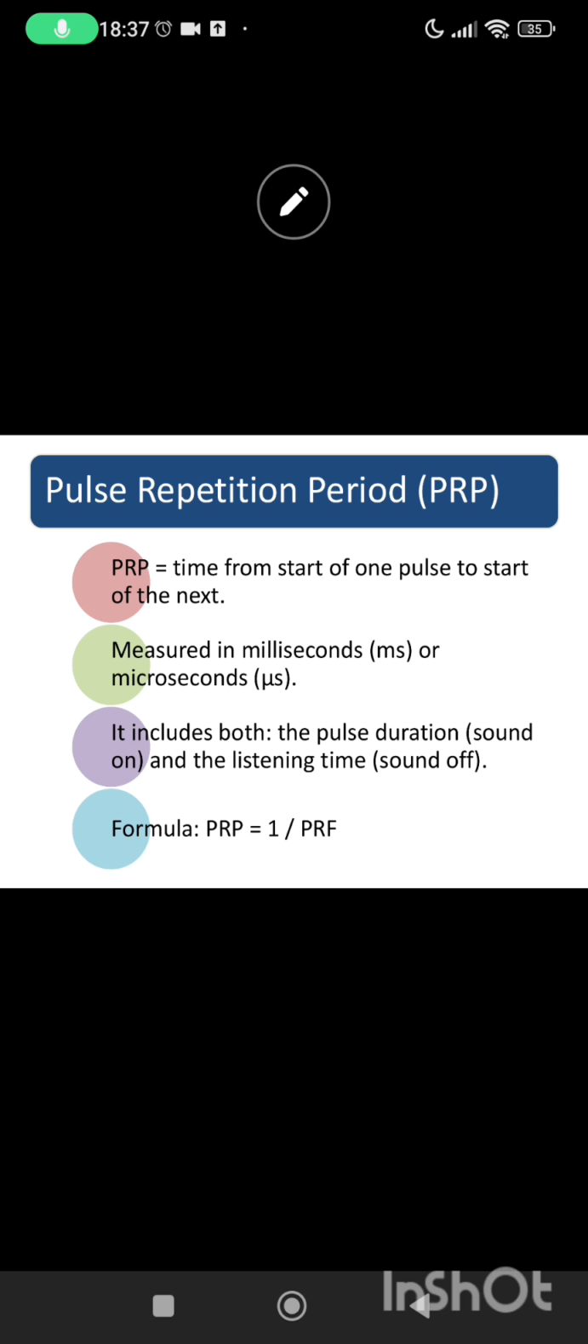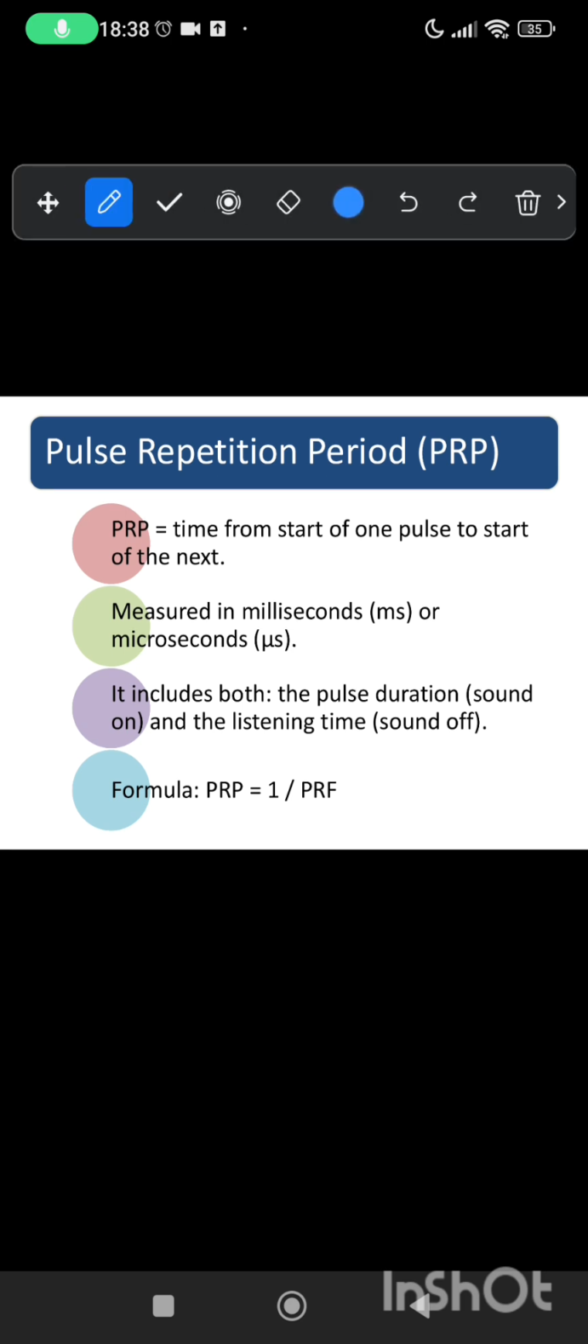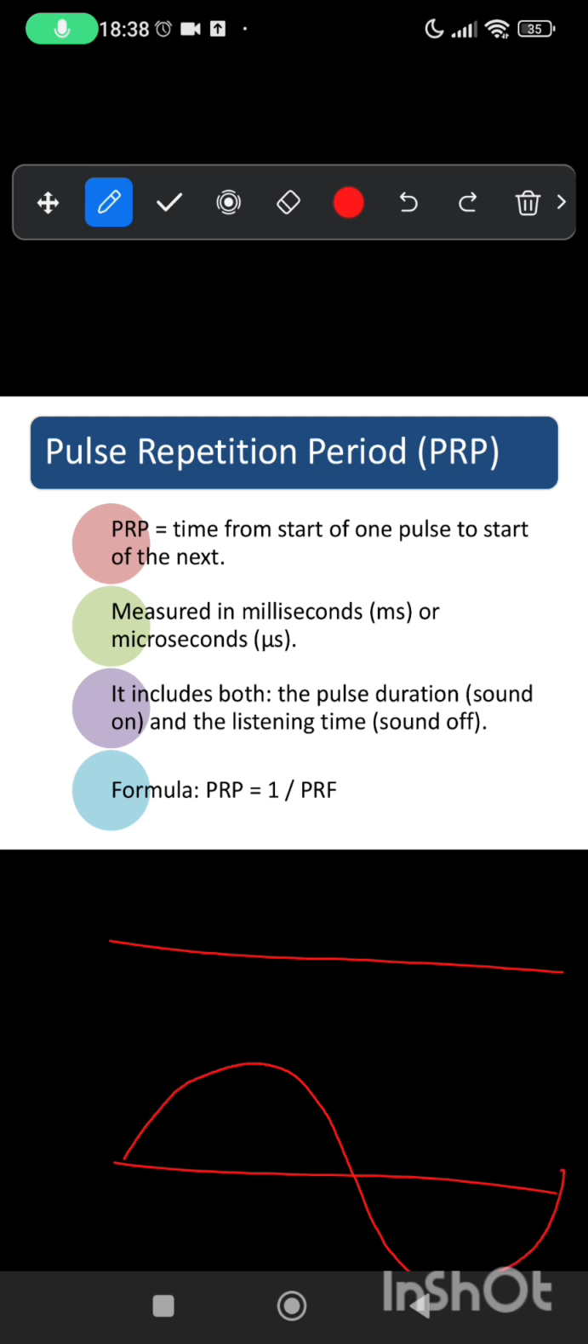So what happens when the PRF is high? PRF high, PRP is increase or decrease? Decrease. Inversely related. When pulse repetition frequency increases, more number of cycles per second, the time between them is reduced. Pulse repetition period decreases. And okay, I will draw it here. So if 1 second time and there is only 1 cycle here, but now here we have 3 cycle in 1 second time.